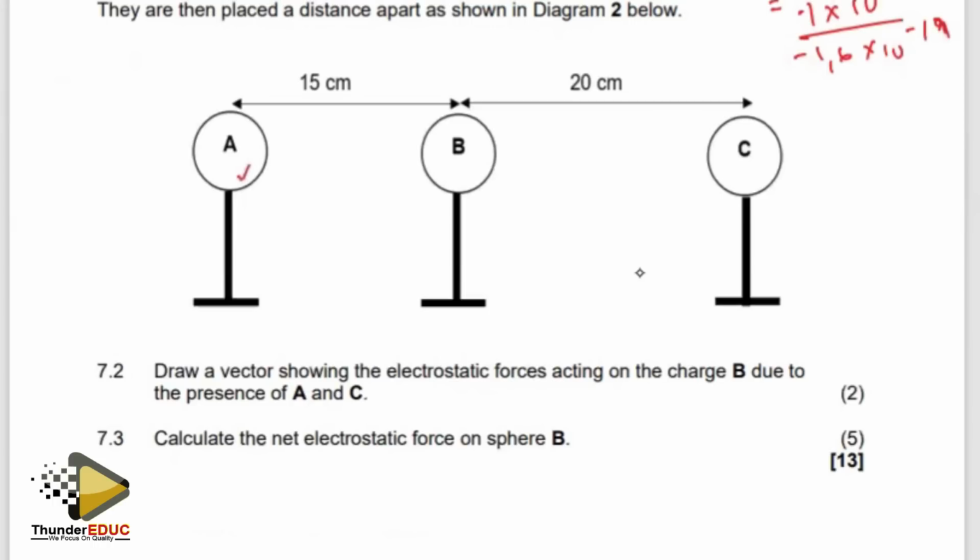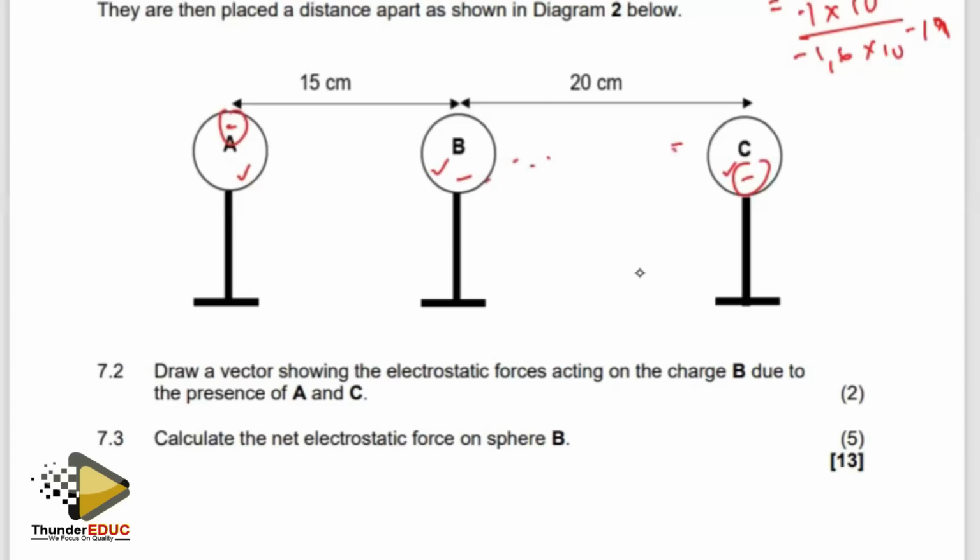So each one of them is having the same charge that they are sharing. Then they want us to draw a vector diagram showing the electrostatic forces that are acting on B due to the presence of A and C. Now remember, this one is negative. This one is also negative. This is also negative. So there's going to be repulsion between these two.